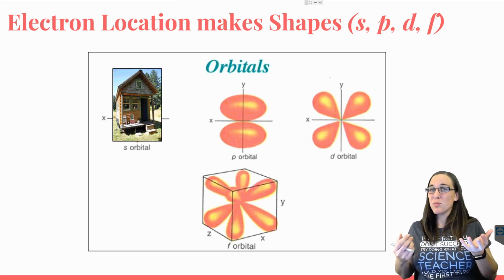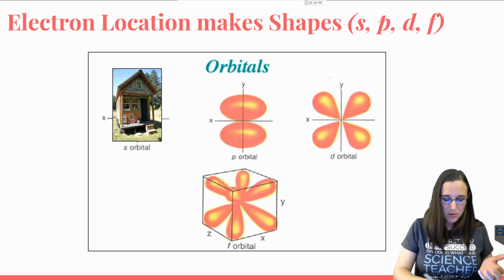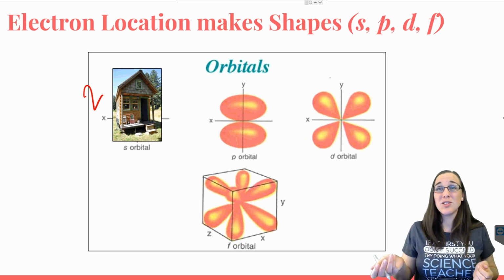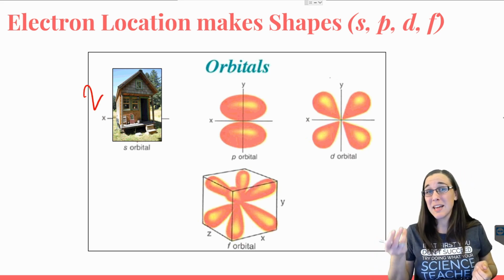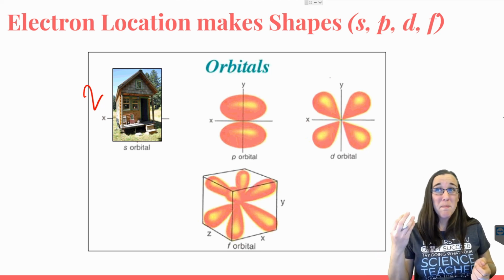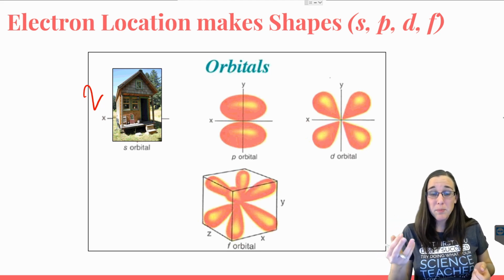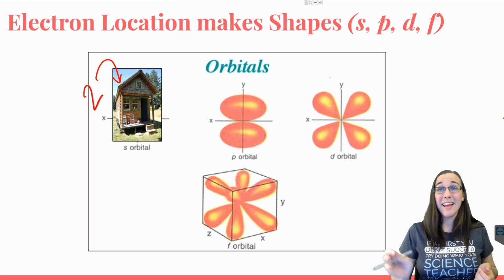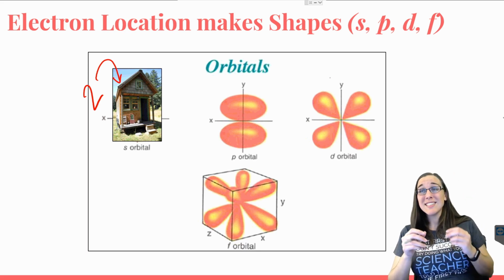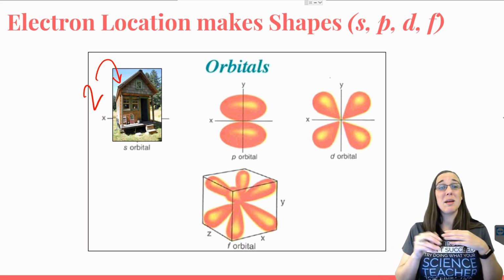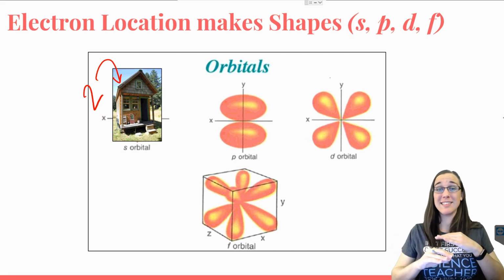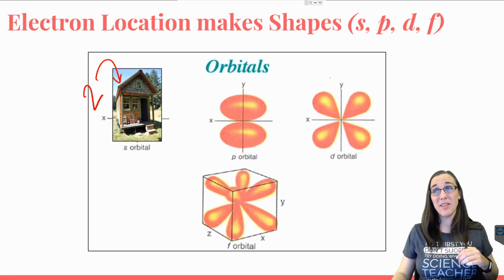As we mentioned before, the S orbital can only fit 2 electrons. So if we're thinking about electrons like people, you wouldn't in your right mind try to shove more than 2 people into a tiny house like that. So if we have this tiny little mini home, we're fitting a max of 2 people, 2 electrons. That's it, folks. We cannot fit more than that.